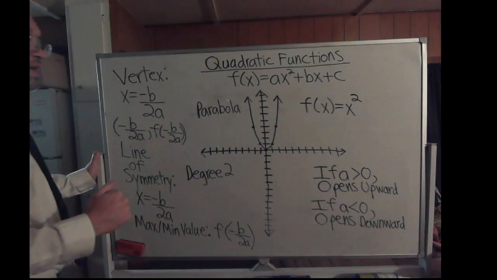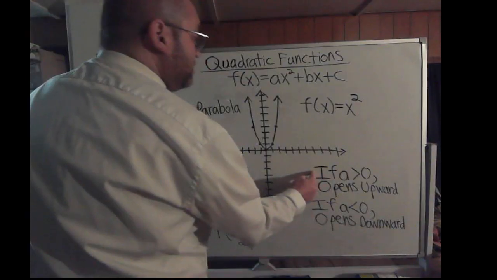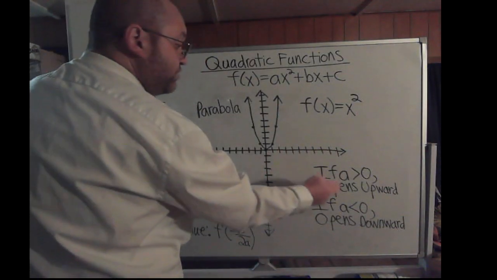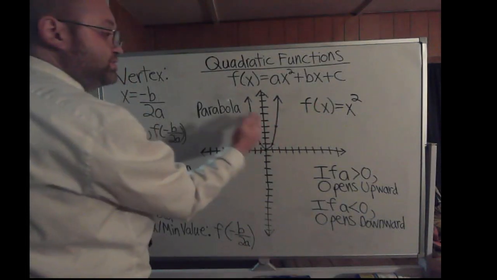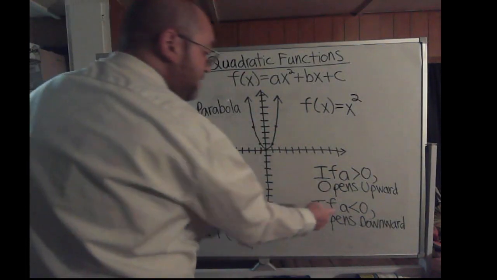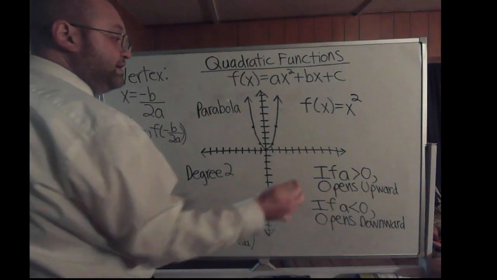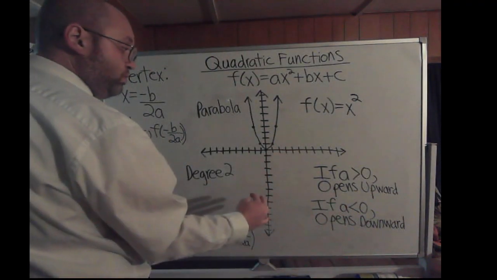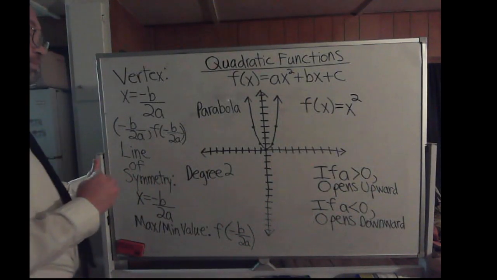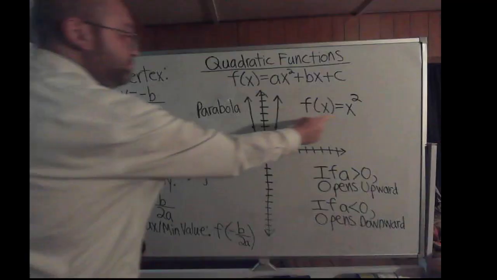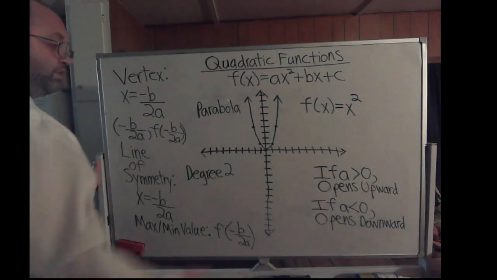Now, if the a term on your x squared term is greater than 0, it opens upward, like f of x equals x squared does. Now, if your a, the constant on the x squared term, is less than 0 or negative, this would flip and it would open downward. So if this were f of x equals negative x squared, this would be flipped over and it would open downward.